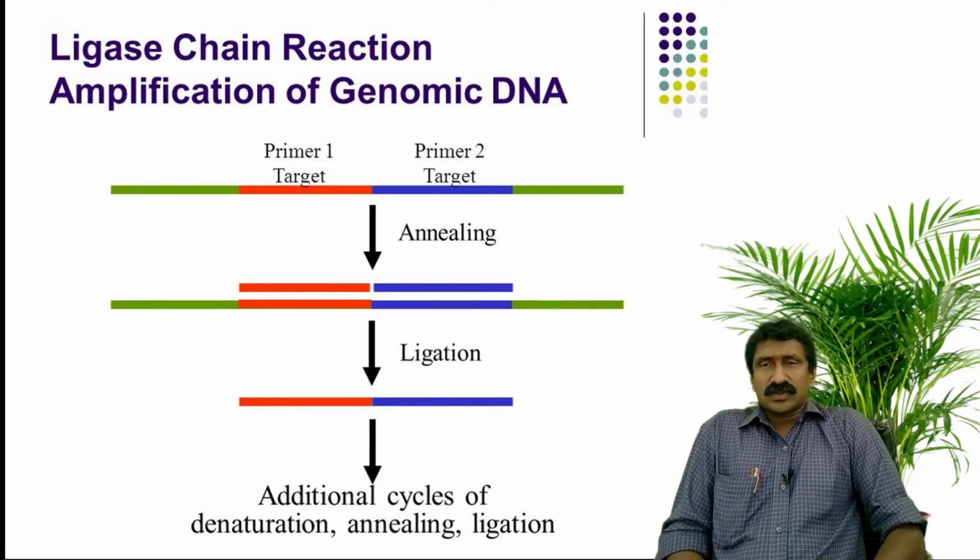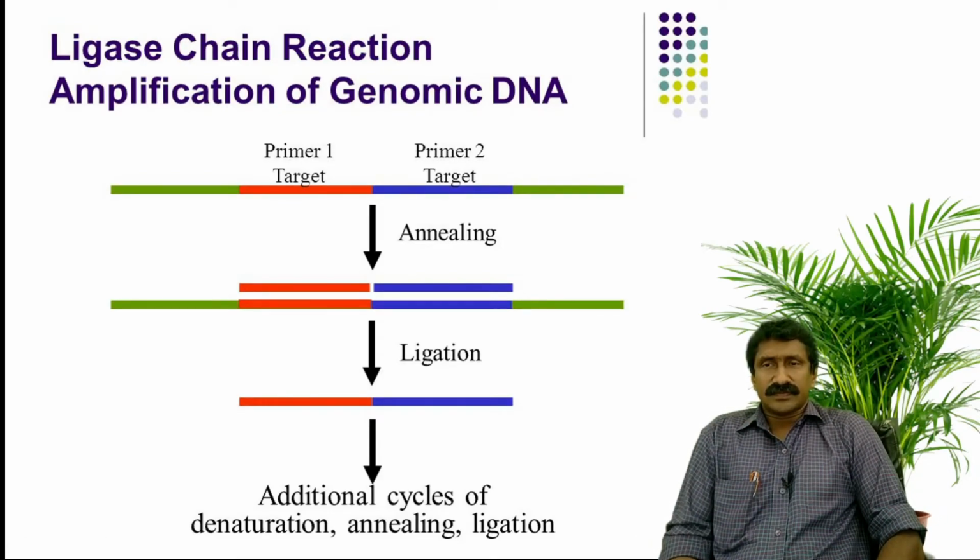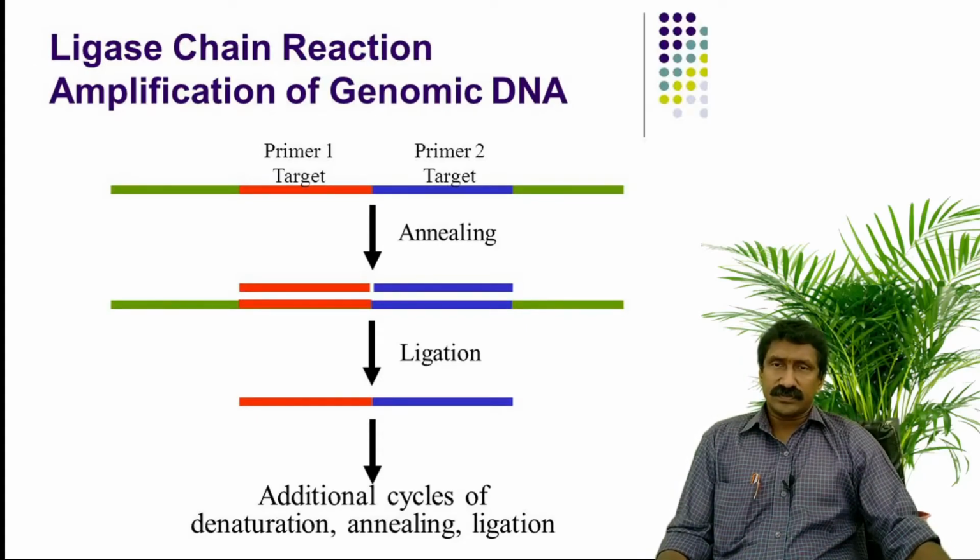So the next topic is about ligase chain reaction. Ligase chain reaction amplification of genomic DNA is done something like this. We can see that there are two primers, primer 1 and primer 2, against two targets. So ligase chain reaction is not an amplification, it's a ligation process of primers.